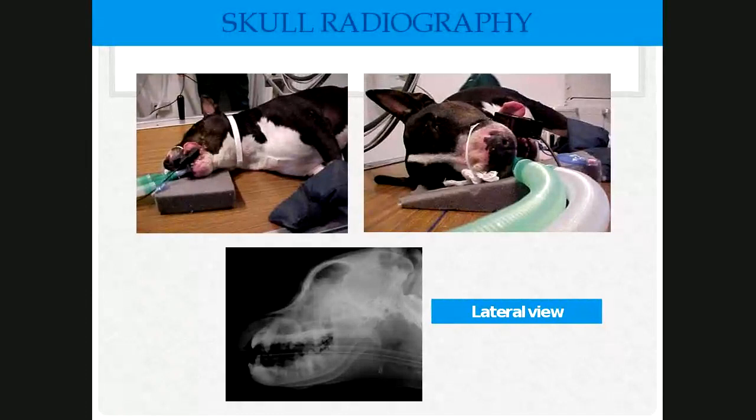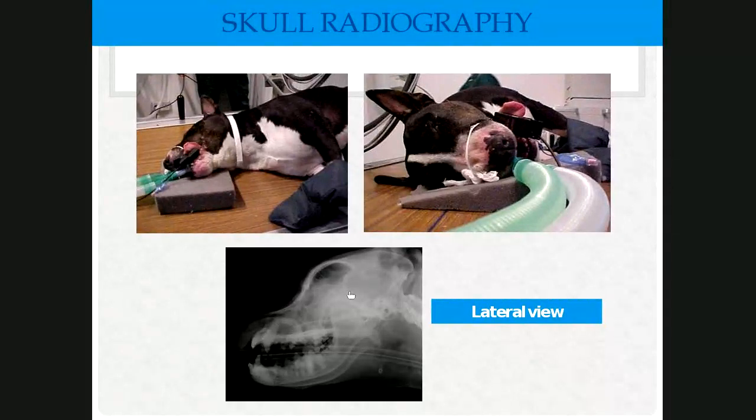It's a good overview of the skull, but there is superimposition of structures. For example, the mandibles are superimposed. All the teeth are superimposed over each other, as are the nasal passages and the frontal sinuses. So if examining the nasal passages, one should center the beam over them, or if examining the cranium, it's important to center between the eyes and the ear.